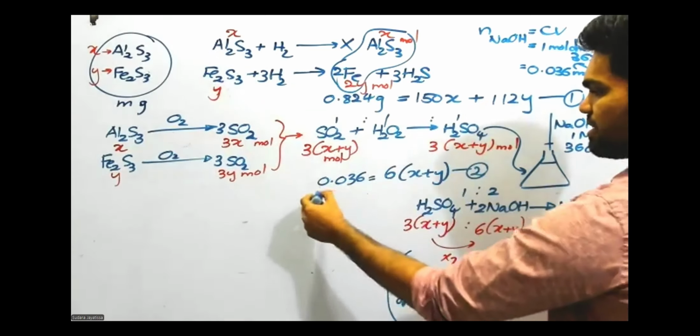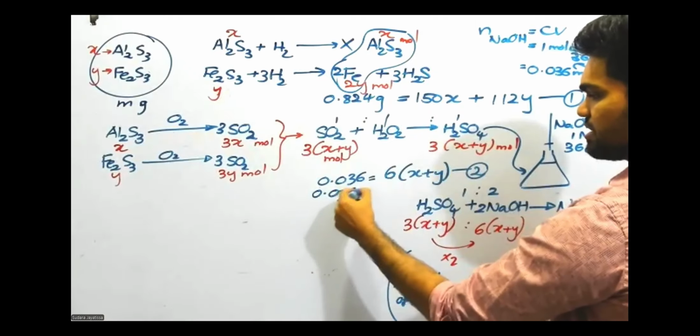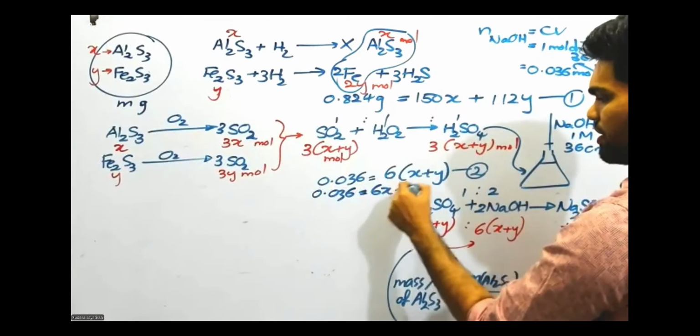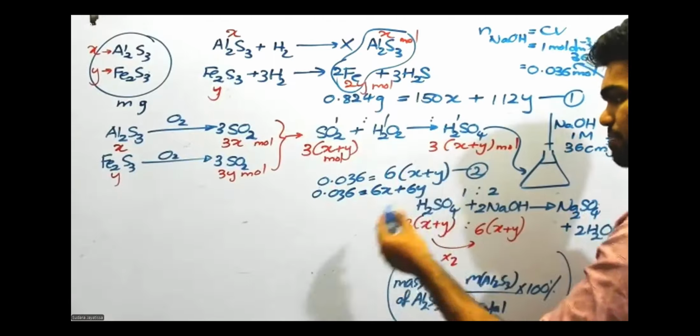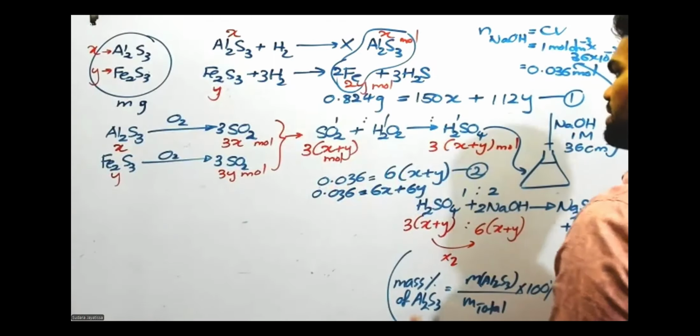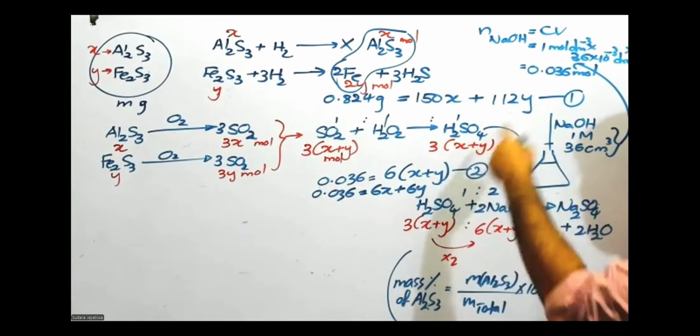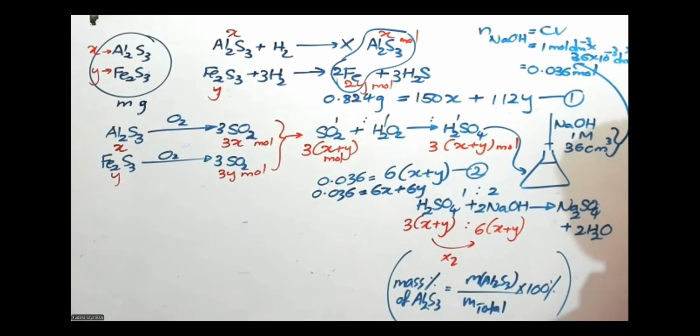If I expanded this, 0.036 equals 6x and 6y. I forgot that part. 6x plus 6y. So then if I want to cancel, let's cancel y. That is easier to do.